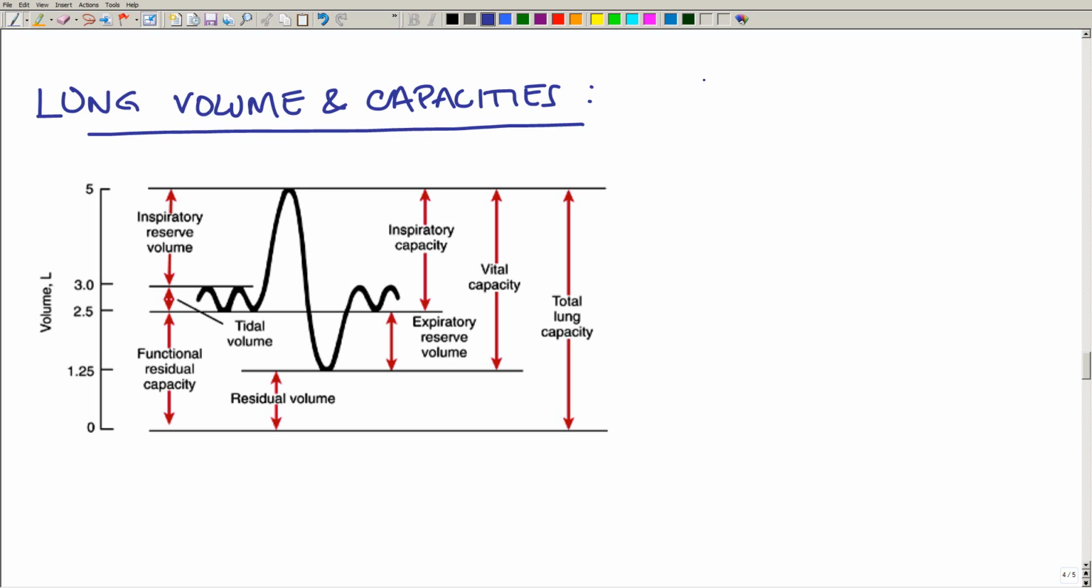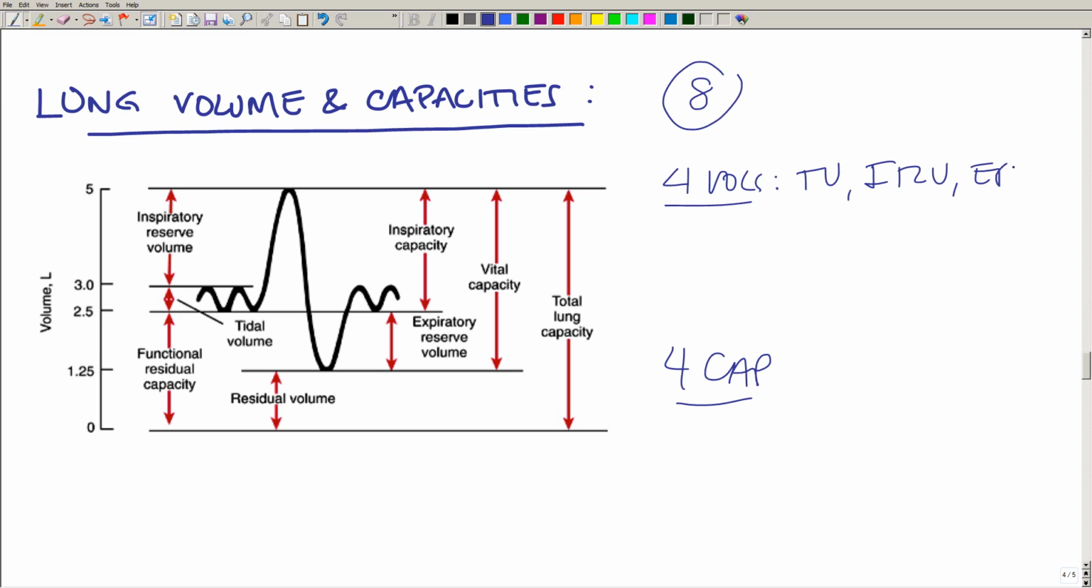Remember, we have 8 in total. We have 4 volumes and 4 capacities. The volumes are the tidal volume, the inspiratory reserve volume, the expiratory reserve volume, and the residual volume. Those are my volumes. And the capacities are 4 too. So we have the vital capacity, the total lung capacity, the functional residual capacity, and also the inspiratory capacity.